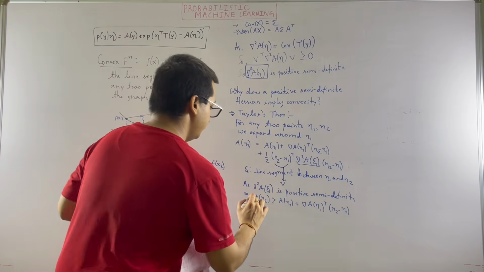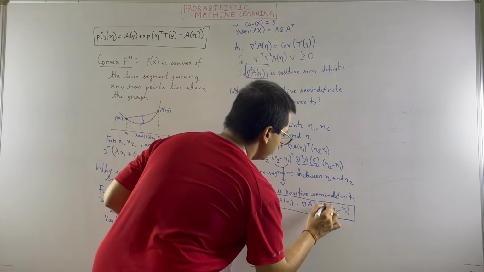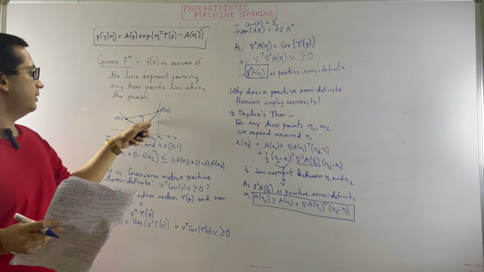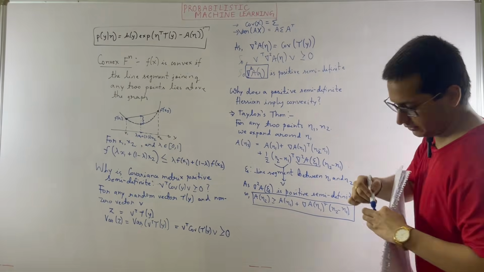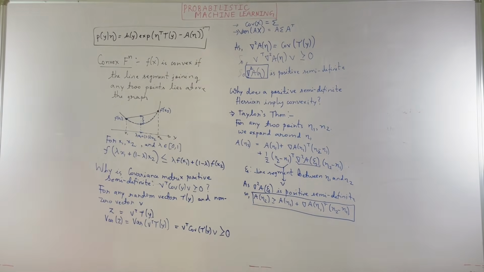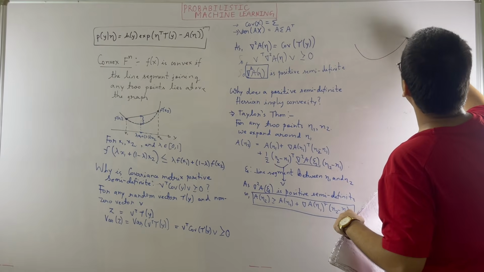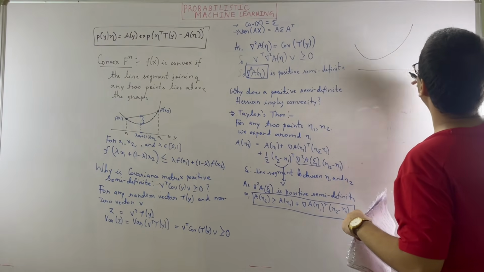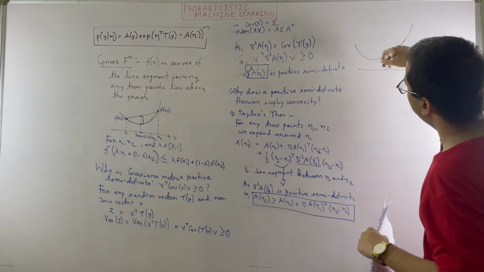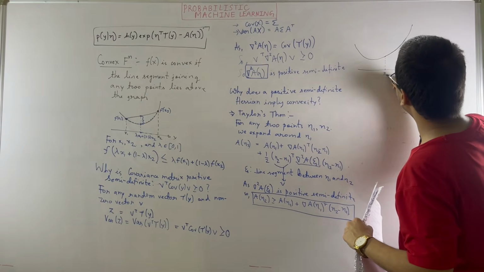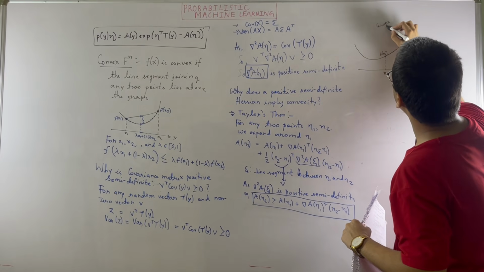Visually, if I show you, what did I say? That the line segment should always be above the graph. So think of it in a very simple way. If I have some graph like this, like a bowl opening upward, let us say this is eta 1. So what is this point? A of eta 1. This is a convex function.